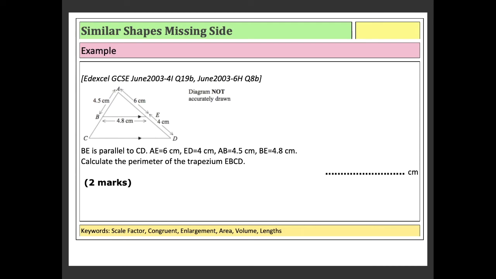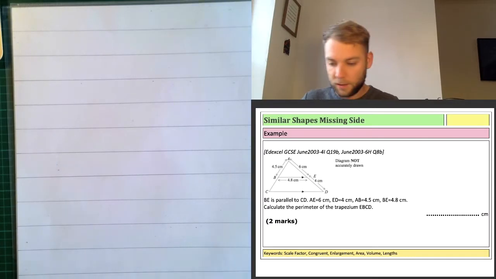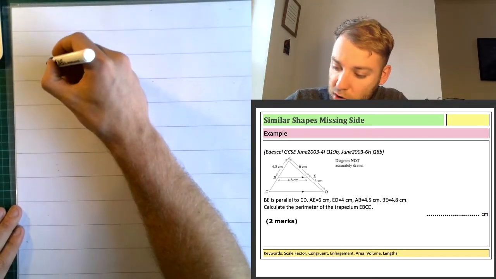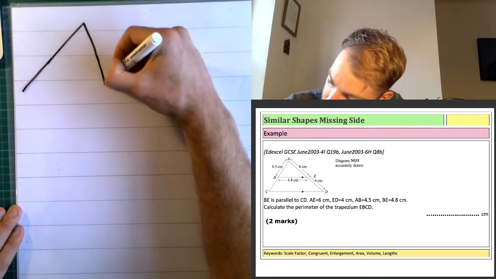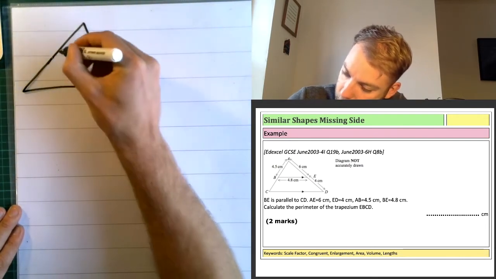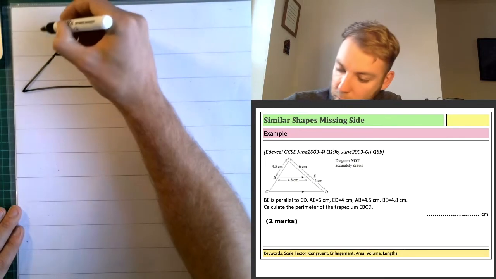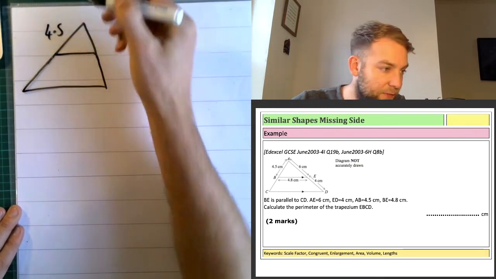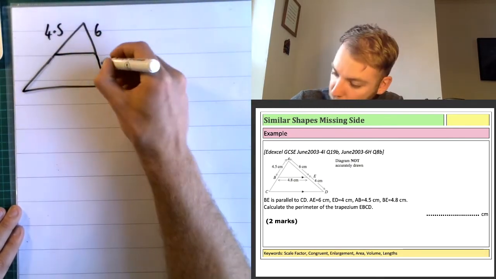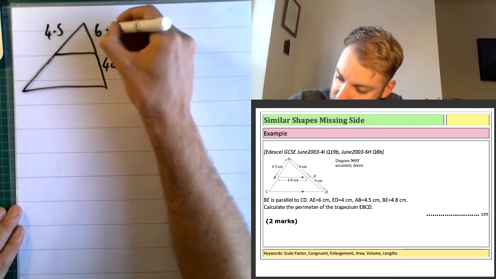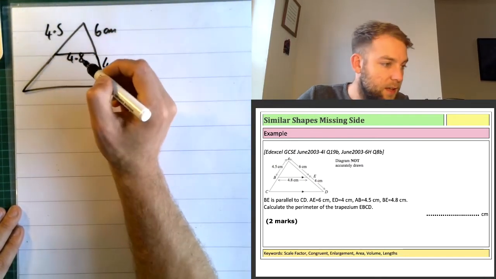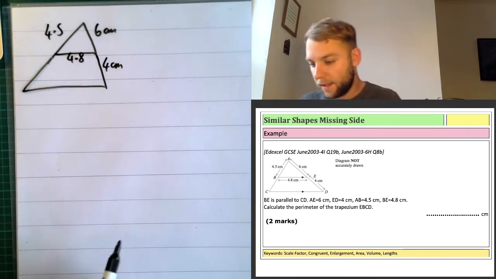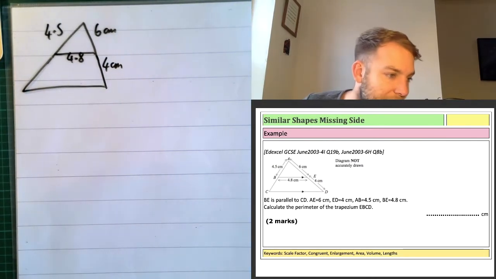Okay, so let's go through it together then. So this is just a full question, just taking it that little bit further. So we've got 4.5 on the left, we've got 6 on the right, we've got 4 here, 4 centimetres. This one here is 4.8, and it asks for, calculate the perimeter.